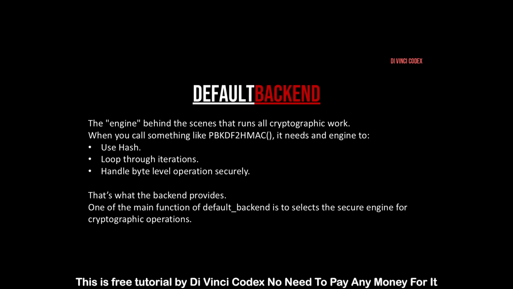Last but not the least, let's talk about the default backend. Think of the default backend as the engine running all the cryptographic work behind the scenes. Whenever you call a cryptographic function such as PBKDF2HMAC, it relies on this engine to perform the necessary operation. Specifically, the backend handles key tasks like using hashing algorithms, looping through iterations as specified by the function like PBKDF2, and securely managing byte level operations. In essence, the backend provides the foundational infrastructure for all cryptographic computations.